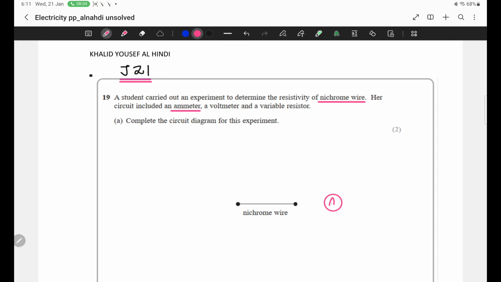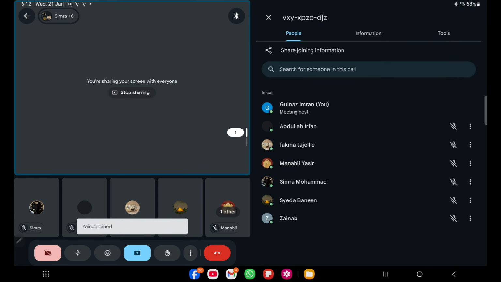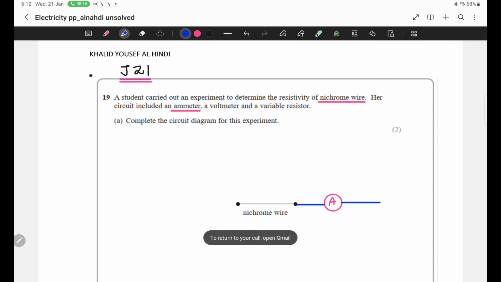I think we have solved the question of why an ammeter is connected in series and why a voltmeter is connected in parallel. I think we have discussed this question, and I explained it only with Zainab because you were busy in your unit 1 exam. So with Zainab, I have explained why an ammeter is always connected in series and why a voltmeter is always connected in parallel.